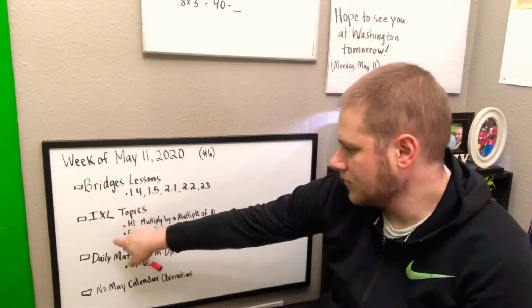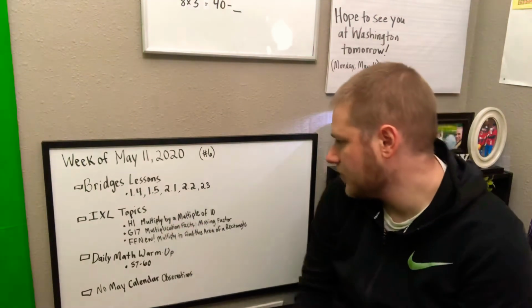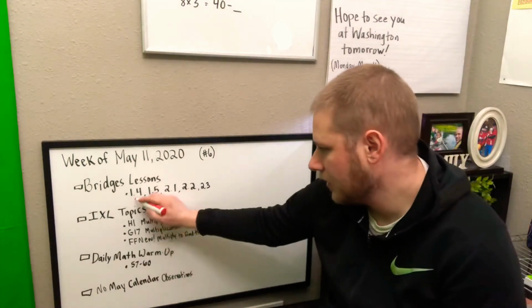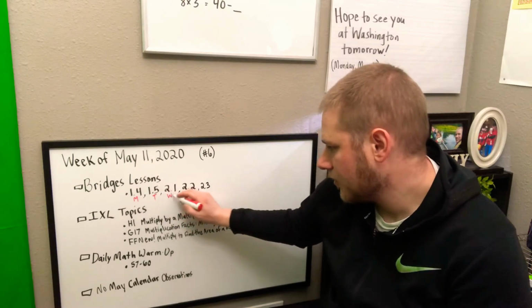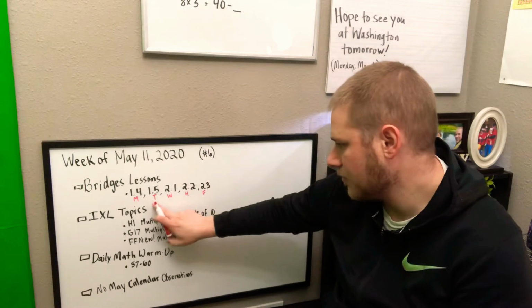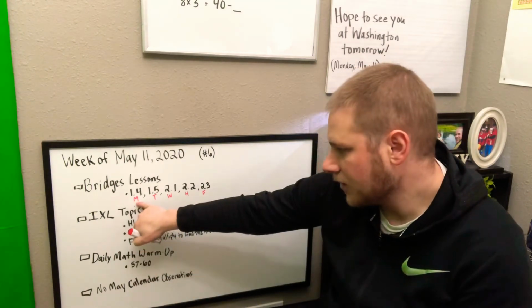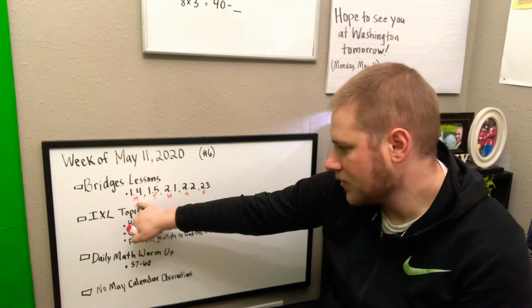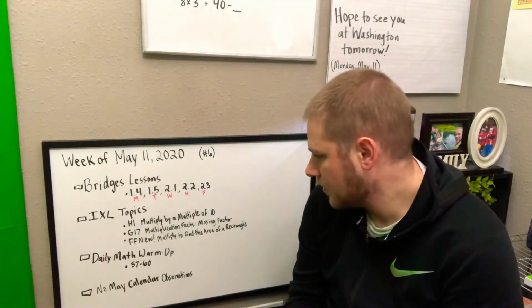For Bridges lessons, we have 1.4, 1.5, 2.1, 2.2, 2.3, and again, you can plan on doing one per day, or if you would like to do a couple in a day, or do the math part Tuesday, Wednesday, that's up to you. Since we have the family drive-by and the student pickup, maybe you want to do 2 lessons on Tuesday, but again, you guys can figure that piece out.